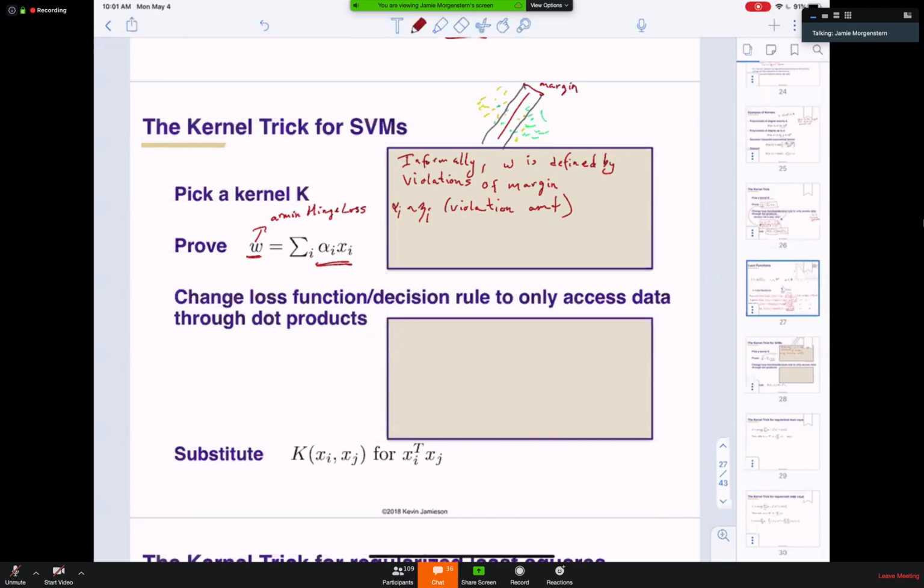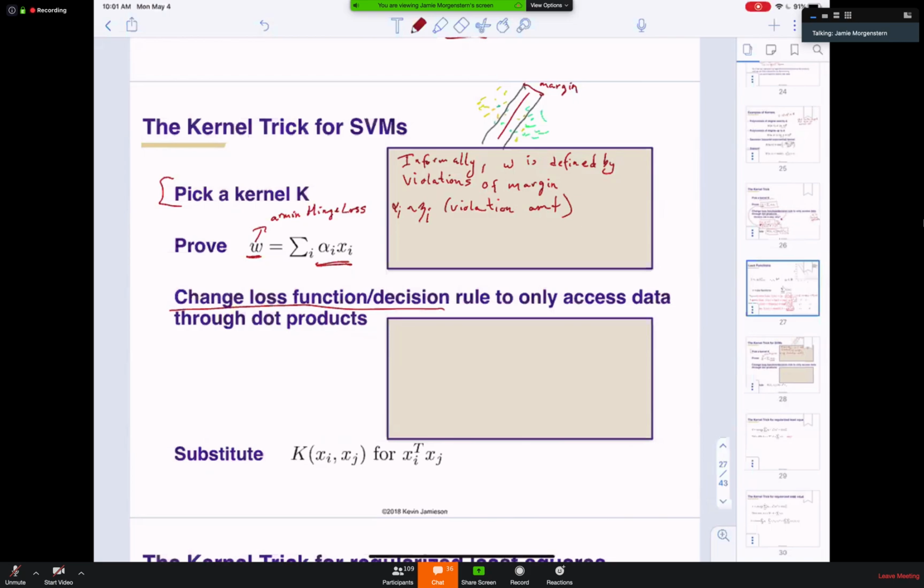So if we want to use the kernel trick for SVMs, we need to pick some kernel, which we're sort of punting on for the moment. We sort of waved our hands and gave some intuition for why the hinge loss minimizing W can actually be written as a linear combination of the support vectors, the points that violate the margin.